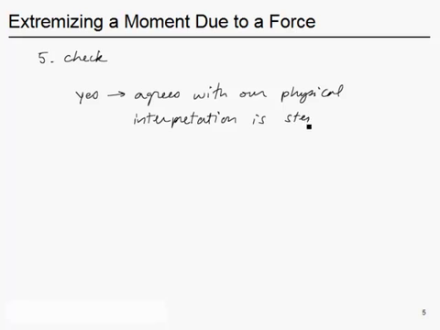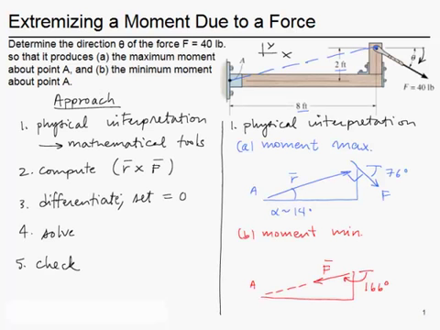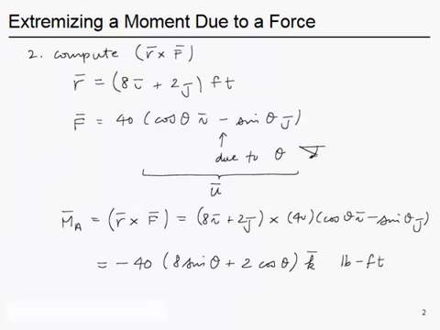In step number 1, let's go back and review what we did. The problem statement here asks us to maximize and minimize the moment around point A, and what that really means is to find the angle theta at which this force acts in order to make that happen. So we started off with a physical interpretation of what we're talking about here. We applied some intuition and did some simple trigonometry to figure out what we thought was going to happen. Next we went through and did the moment calculation as a function of theta, using an r cross F kind of formulation.